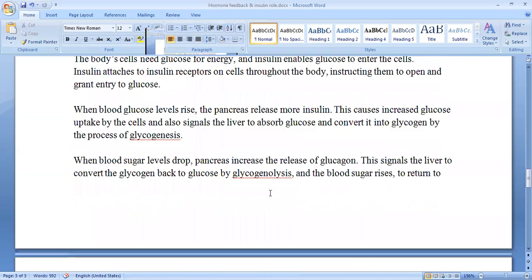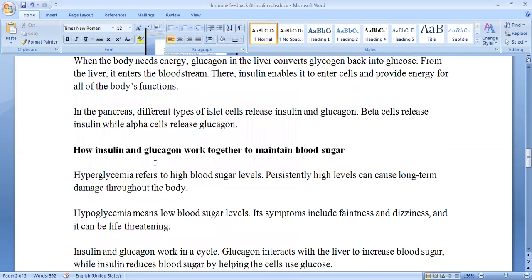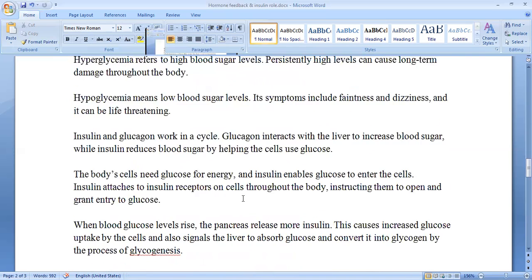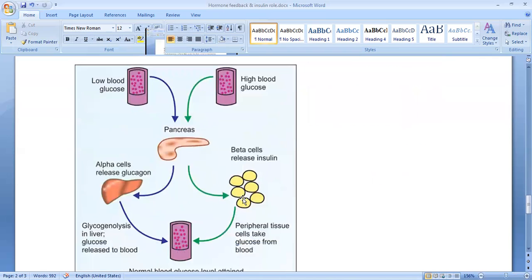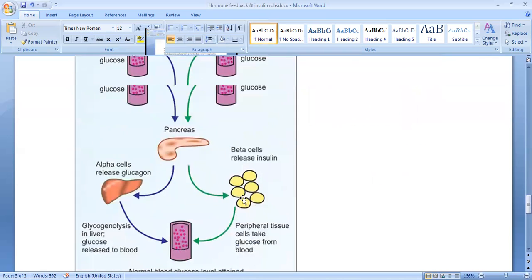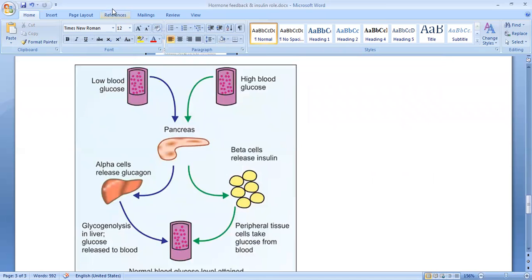So if you are asked to explain how insulin helps to maintain blood sugar level, or how glucagon and insulin work together to maintain blood sugar level, then you have to explain about this. You have to tell what is hyperglycemia, what is hypoglycemia, what happens when the blood sugar becomes less, and what happens when the blood sugar becomes more. So that is what has to be explained. You can draw this diagram also and explain.